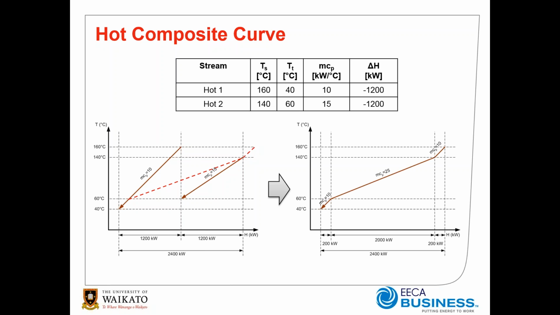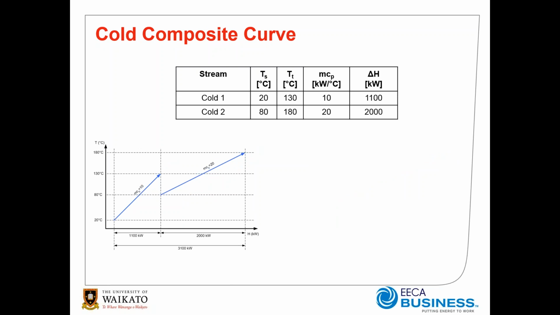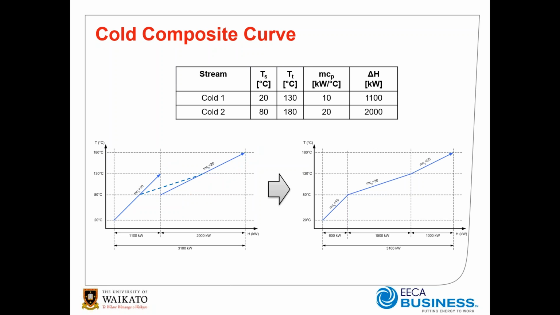So essentially what we're doing is compositing, or summing up between each of the intervals how much duty is required. And so what we can form are what we call composite curves, which is essentially a composite of all the process streams, of all the hot process streams in this case. We can also apply the same method to cold streams, where we take two cold streams, combine them together in a similar method, and come up with a cold composite curve.